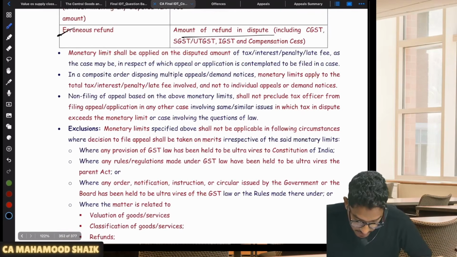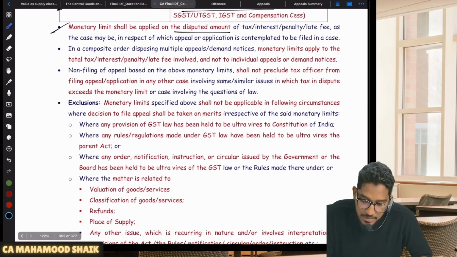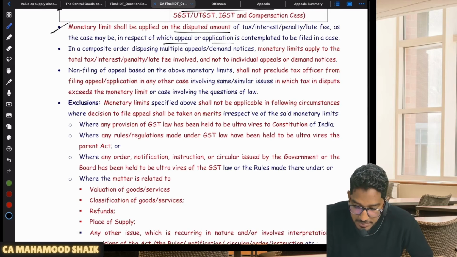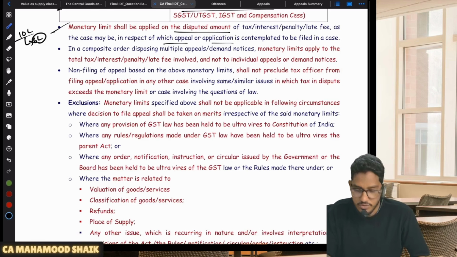Coming to the next point. So the monetary limit shall be applied on the disputed amount only, as the case may be, in respect of which appeal or application is contemplated. Let us say you have an order for 10 lakhs, but you are disputing only 6 lakhs. How much will you consider? 6 only you have to consider, not the full amount.